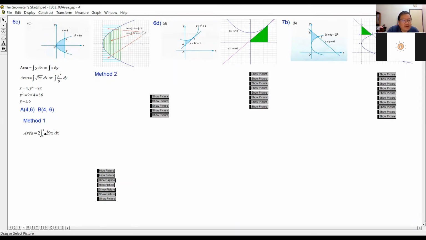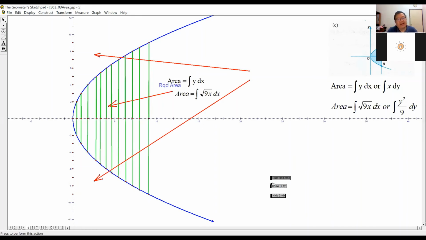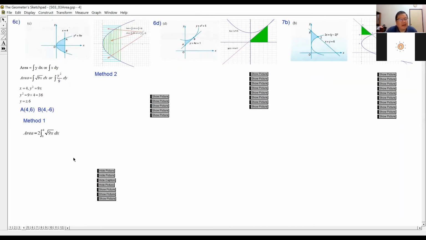So we have to integrate this square root of 9x from 0 to 4. But if you integrate from 0 to 4, it will only give you the top part. The bottom part is not counted yet. So in order to get the whole required area, you have to multiply your answer by 2, top and bottom, then you will get the required area. So that's why I put a 2 multiplied with the definite integral. Any question? No, teacher, can understand. Okay, can understand, then I carry on.